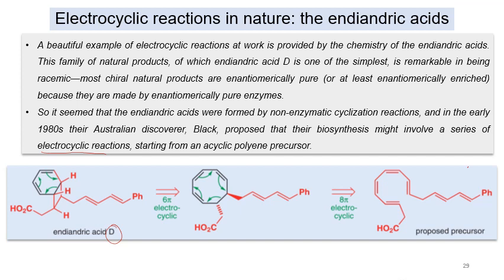So this polyene precursor can undergo an 8 pi conrotatory electrocyclization to give you this particular ring. Now this is a 6 pi system, and it can undergo a disrotatory electrocyclization to give you this particular species, which is endiandric acid D.